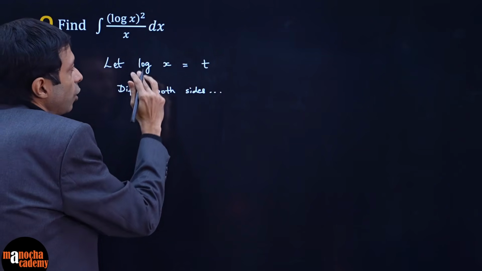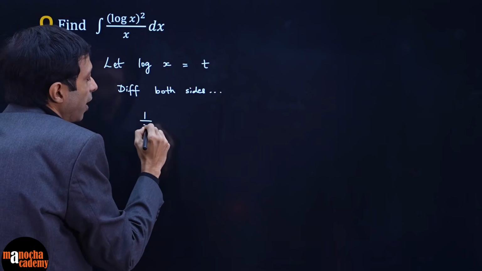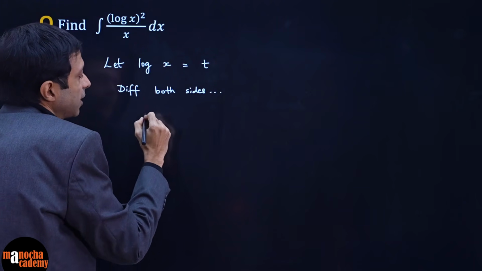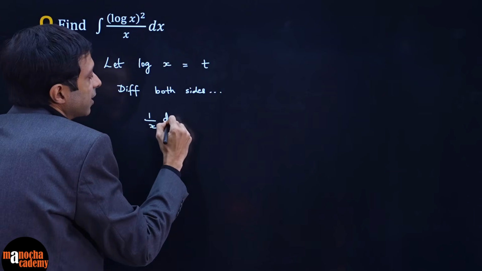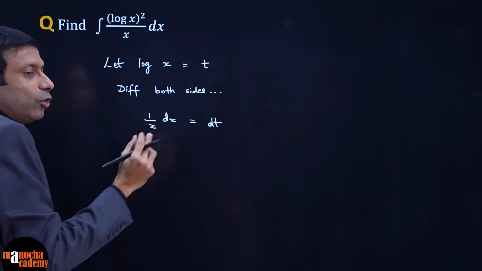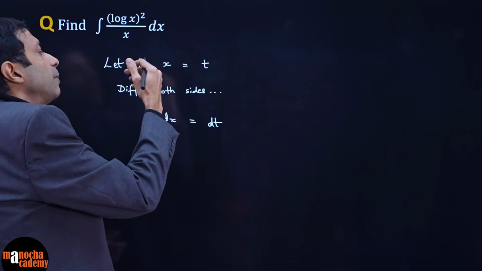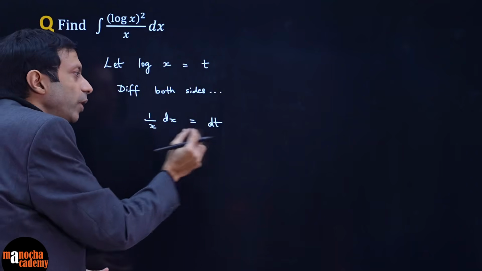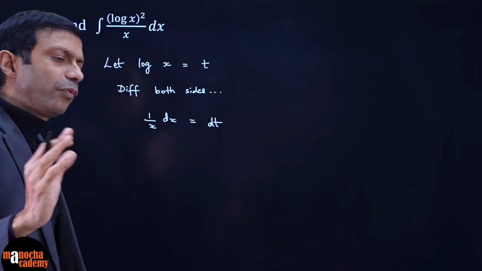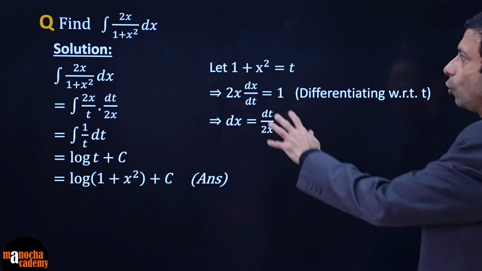So differentiation of log x will give me what? This is going to give me 1 by x, differentiation of log x is 1 by x dx. And this guy is doing a differentiation of t, that means dt. So basically you can think we are applying the differentiation operator on both sides. So rather than doing that boring dx by dt, you can do this shortcut also, okay? So whichever you are comfortable with, this way or the original way.